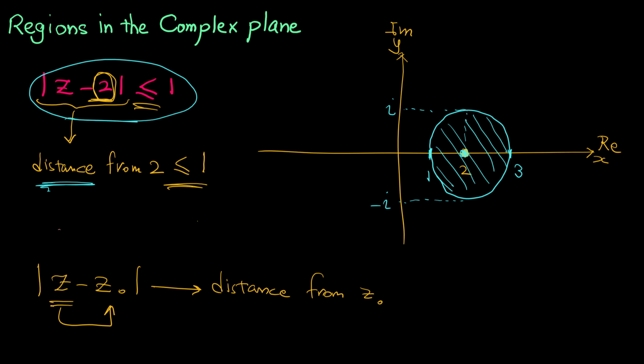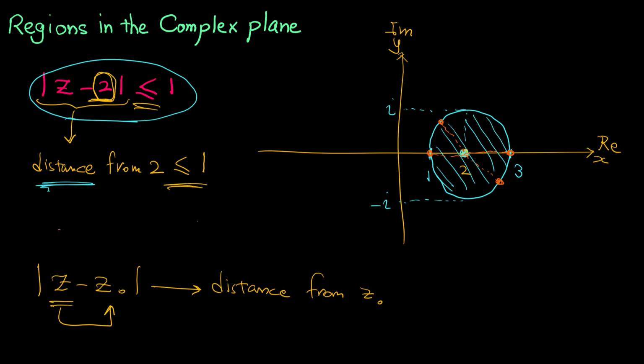All the points on this circle, their distance from this point is exactly 1. Let's suppose this point. This distance is 1 unit. Consider this point. This distance is 1 unit. Consider 3. The distance from 3 to 2 is 1 unit. Distance from 1 to 2 is also 1 unit. And the points inside this circle, their distance from 2 is less than 1. So the region that this equation shows is on this circle or inside the circle.